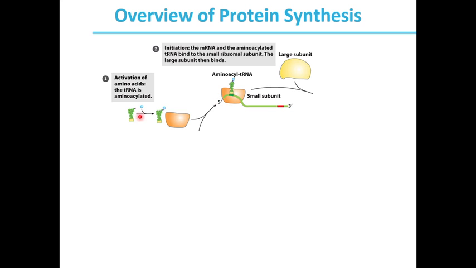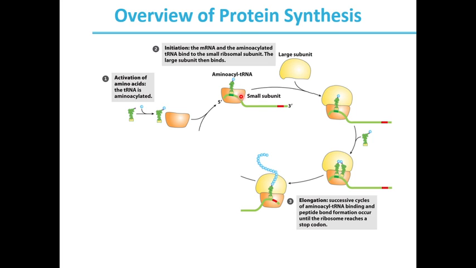In this stage, both the aminoacyl tRNA and the mRNA bind to the small subunit of the ribosome. Following this, a large subunit of the ribosome binds to this complex. Once this happens, stage 3 kicks in. In stage 3, elongation of the nascent polypeptide takes place.